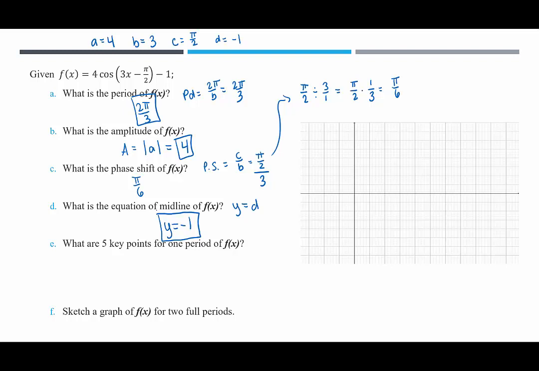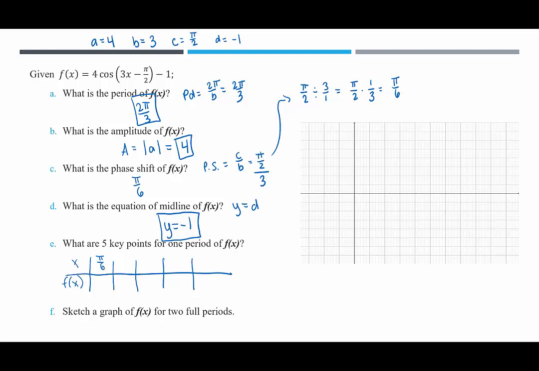What are 5 key points for one period of f of x? Okay, when I do my key points, I like to do the x's all together and then the y's all together, because of course they're super related, but I like building the x's up and then figuring out the y's as needed based on each other as well. So to start with the x values, normally we would start x at 0, but remember there's a phase shift, so we're going to start at pi over 6. So our very first x coordinate will be pi over 6.